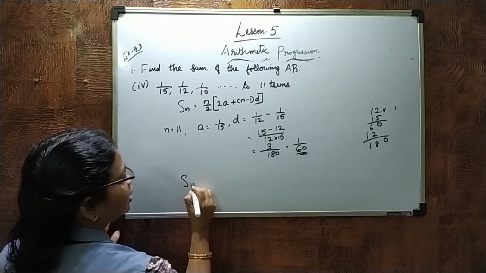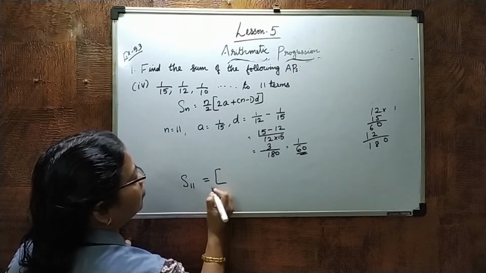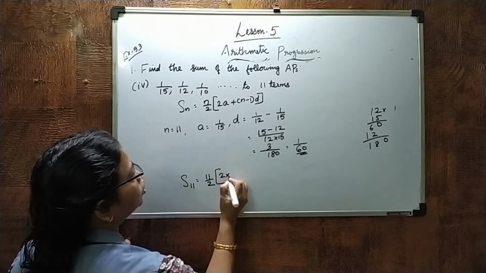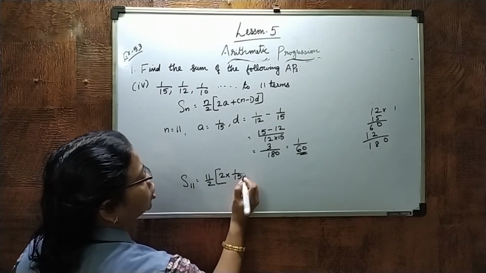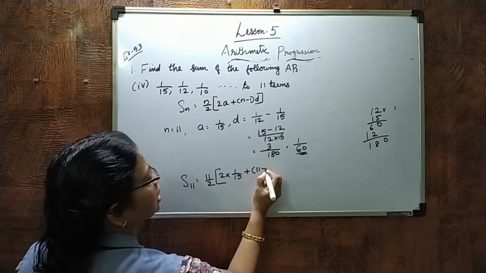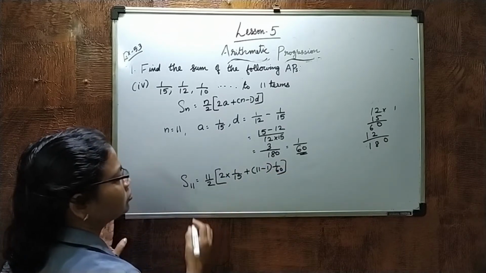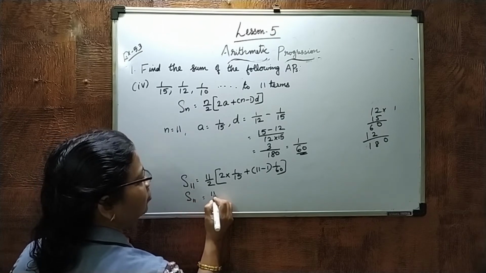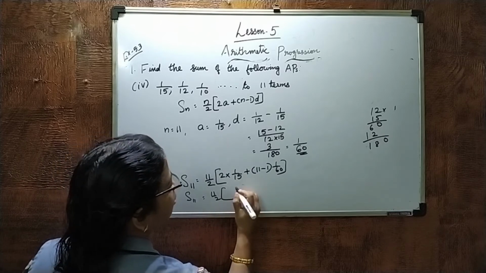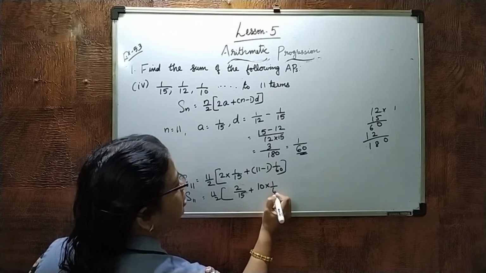n is 11, so S, the sum of 11 terms, will be n by 2. n by 2 means what? 11 by 2 into 2a plus n minus 1, where a is 1 by 15. n minus 1 is 11 minus 1 into d, which is 1 by 60. So S11 equals 11 by 2 into 2 by 15 plus 10 into 1 by 60.